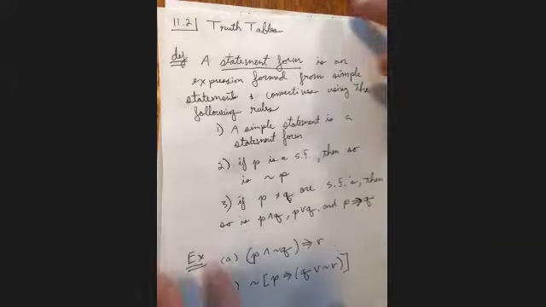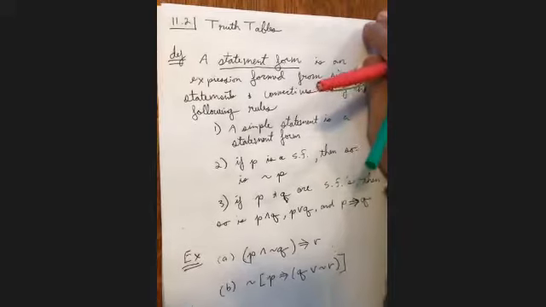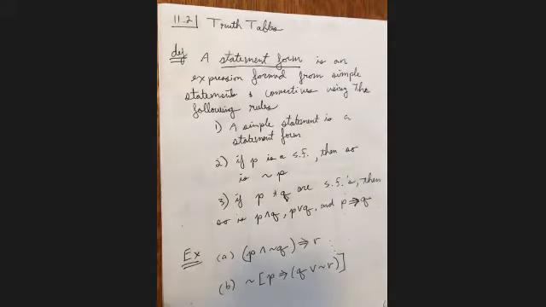Now, in 11.1, we were just primarily concerned with taking English sentences and translating them into symbols. We were not concerned with evaluating the truth of the given statements. It is possible to make a logical statement that can never be true. And it's also possible to make a logical statement that can never be false. And then there's also a possibility that we can make a statement that is sometimes true and sometimes false. So how do we know when it's true, when it's false, et cetera?